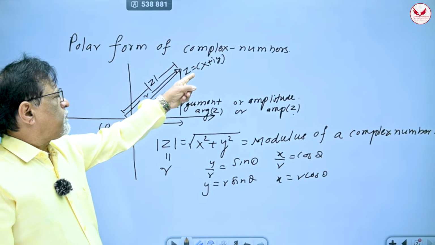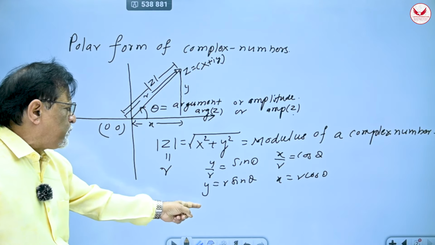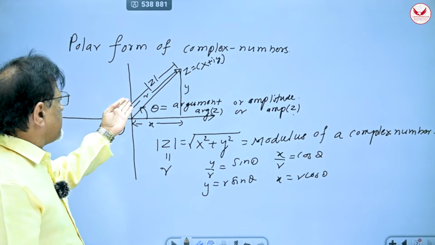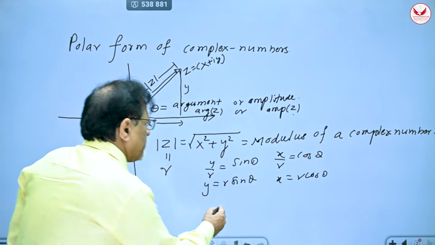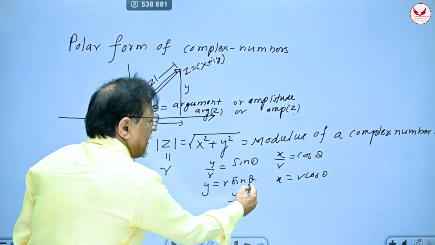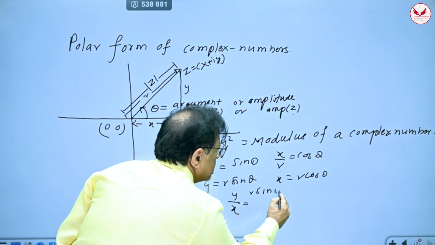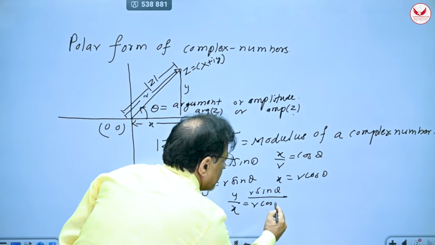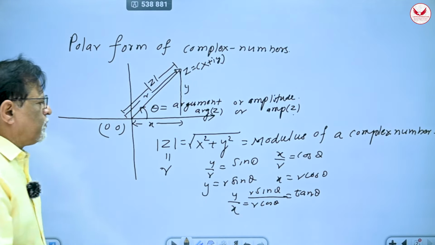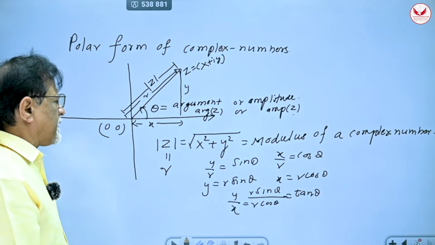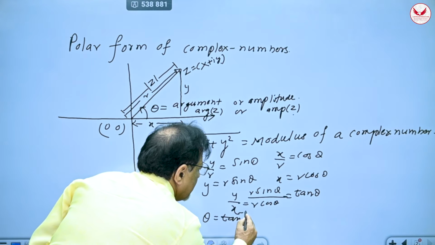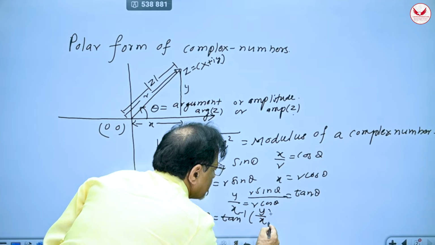From the conventional Cartesian notation, x plus iy, if you want to go to polar form, use this formula where r is given by what? Root of x square plus y square, and theta is this angle. Now, if I take y upon x, what will happen? Y upon x will become r sine theta divided by r cos theta, which gives me tan theta, because r gets cancelled. So y by x is equal to tan theta. So, what is theta? Theta can be written as tan inverse of y by x, right?